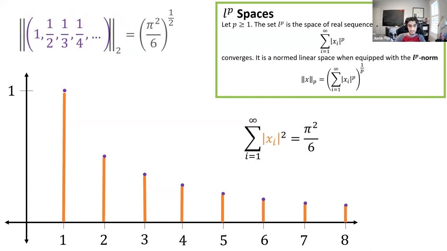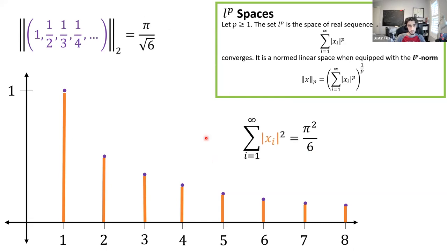So that means, since this is a finite number, it is in L2, because here we've raised everything to the second power. This means we can define a norm of this thing, and find it to be exactly the square root of pi squared over 6, which is pi over root 6. So quite an odd number to find in a sequence of just nice 1 over natural numbers.